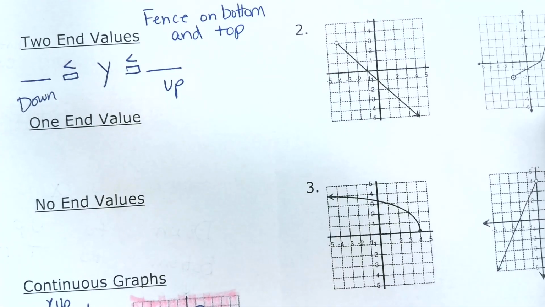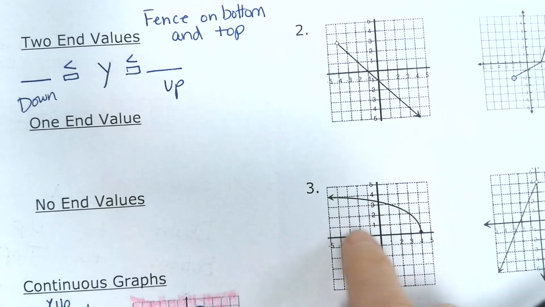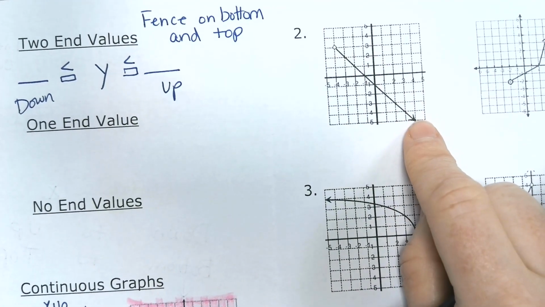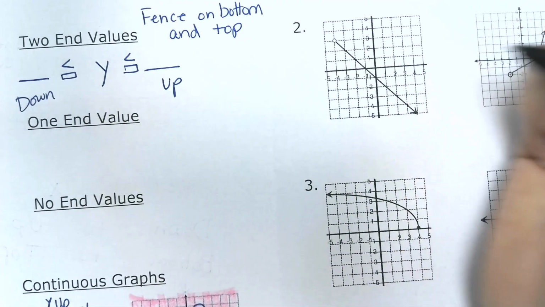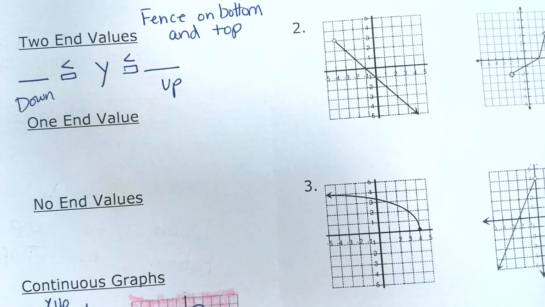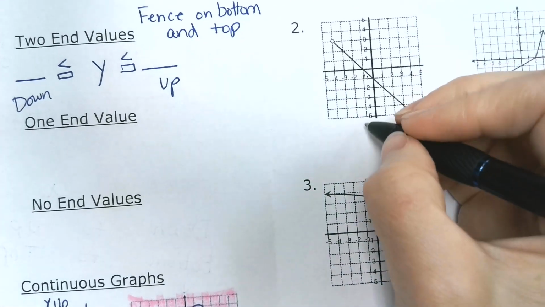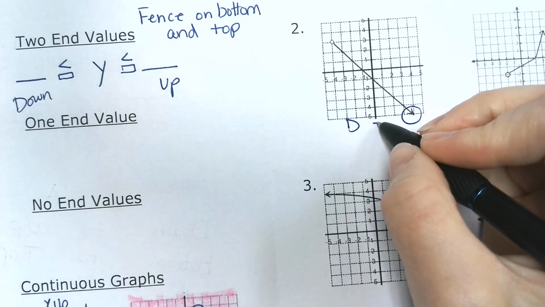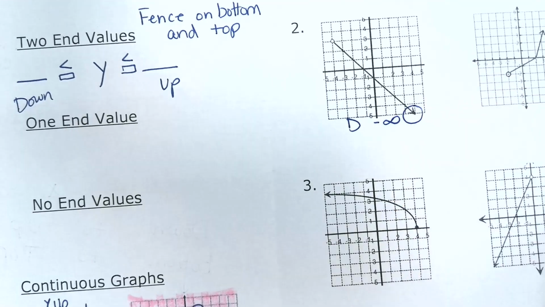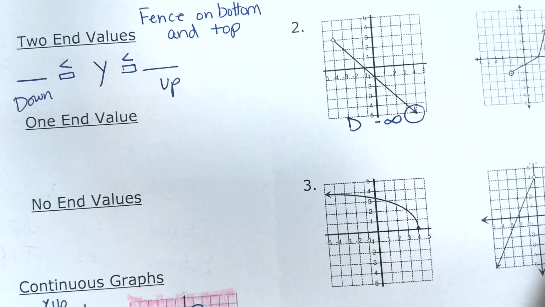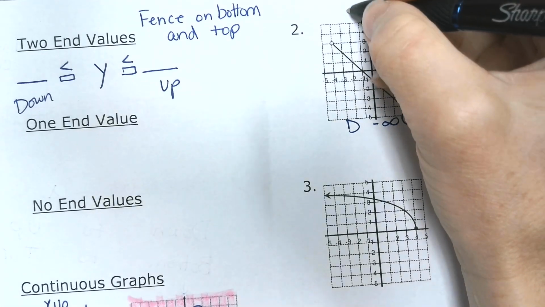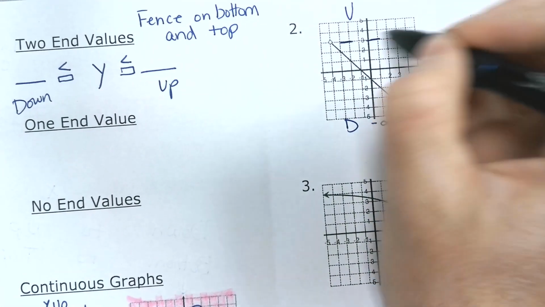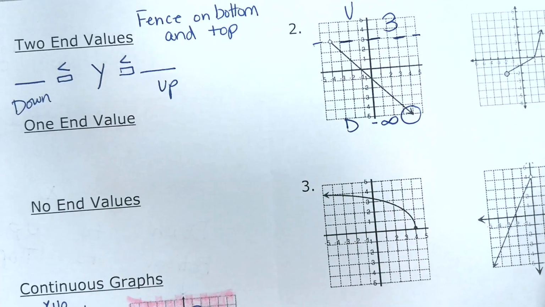Number 2 and 3 both have an arrow going in one direction. We have an endpoint and one arrow. So let's look at number 2. Again, we're going on the y-axis. How far down, how far up? So let's look how far down. Negative infinity, yeah. And then how far up? 3. Let's put a dashed line there. Up to 3.